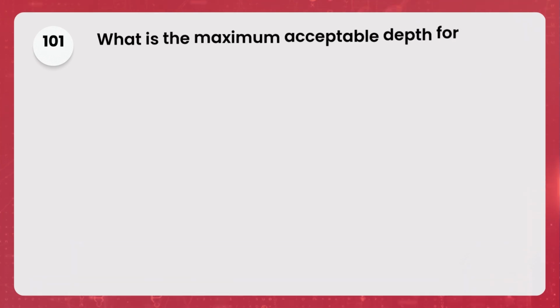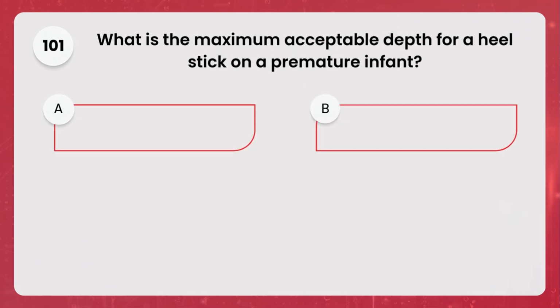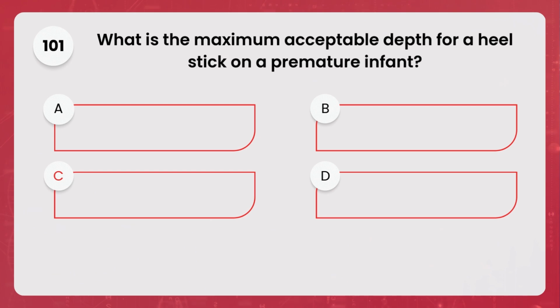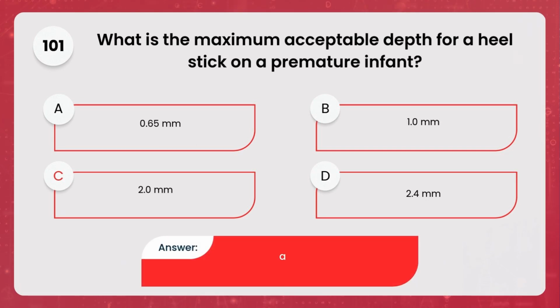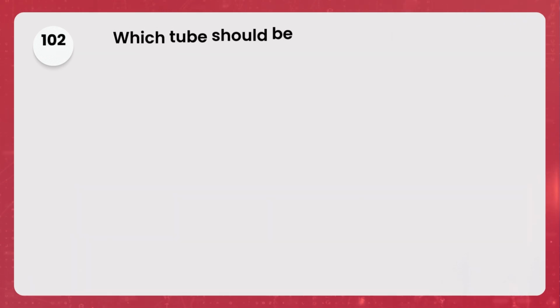Number 101. What is the maximum acceptable depth for a heel stick on a premature infant? A. 0.65 millimeters, B. 1.0 millimeters, C. 2.0 millimeters, D. 2.4 millimeters? The answer is A. 0.65 millimeters. Number 102.